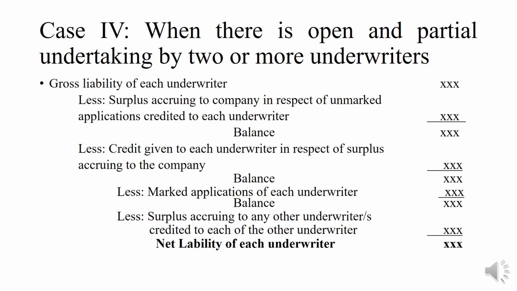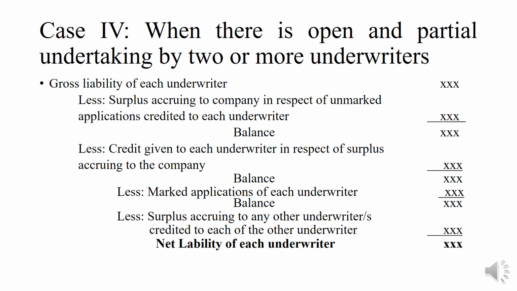So after deducting that, we get a balance. Then less credit given to each underwriter in respect of surplus accruing to the company. Then you get a balance. Then from that you have to deduct the marked applications of each underwriter. Then we get the balance. Then from that, surplus accruing to any other underwriter should be credited to each of the underwriters, so that we get a net balance. That is the net liability of the underwriter.